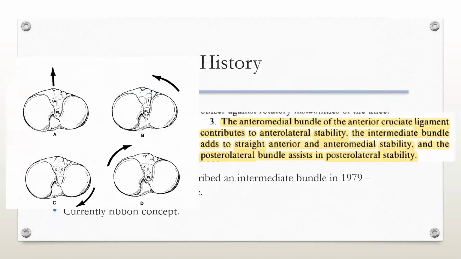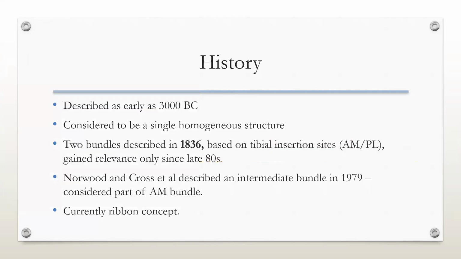What they proposed was that the anteromedial bundle contributed to anterolateral stability of the knee, the intermediate bundle contributed to direct anterior stability and anteromedial stability, and the posterolateral bundle assisted in posterolateral stability of the knee. However, further studies have disproven this and shown that the intermediate bundle was indeed a part of the anteromedial bundle. So this concept is no longer valid, and currently only the two bundle concept is accepted. Apart from this, there is currently a ribbon concept describing that the bundles seen in the ACL may be functional rather than anatomical.